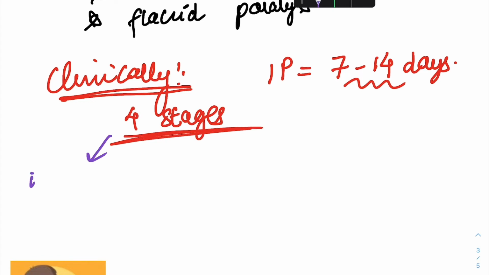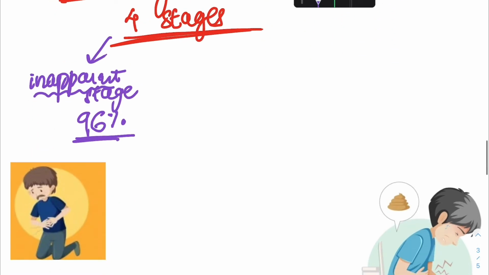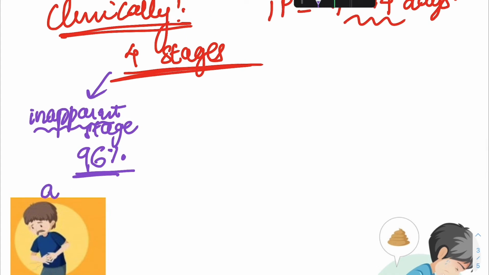Let's come to the first stage. The first stage is called as the inapparent stage. Inapparent stage, basically what does inapparent mean? Inapparent means showing no signs. Now this happens in 96% of the people who are infected with this polio virus. In 96% of these people, they will be asymptomatic. They will show no symptoms at all that they have the polio virus, the inapparent stage.